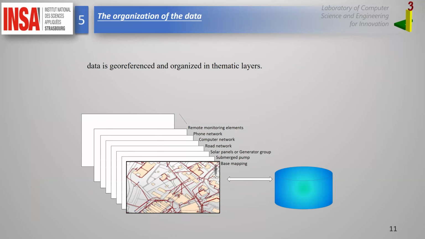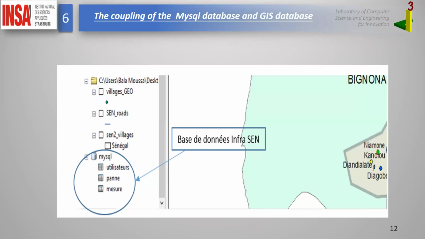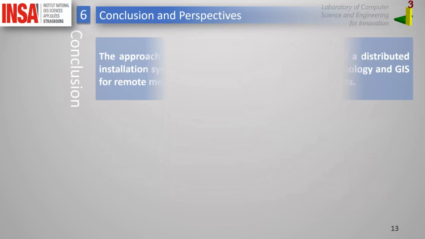Data is georeferenced and organized thematically. We have many layers. The layer of remote monitoring elements. Another layer is phone network. Another layer is computer network, road network, solar network, etc. This is a cartography of our locality which is concerned by our application.